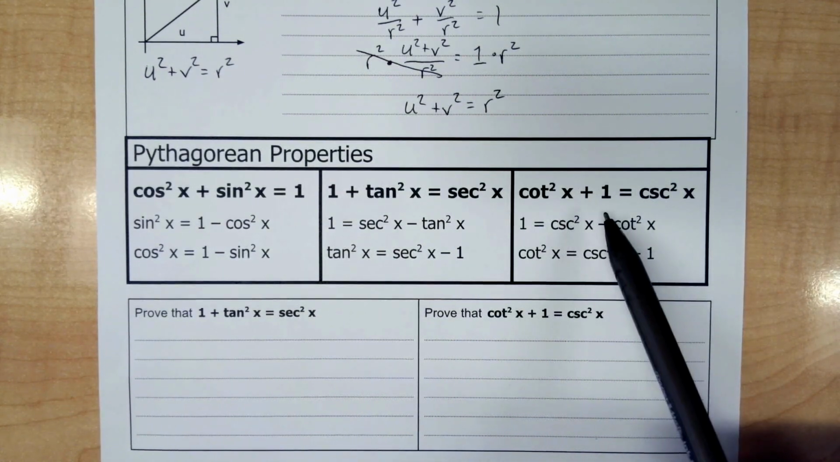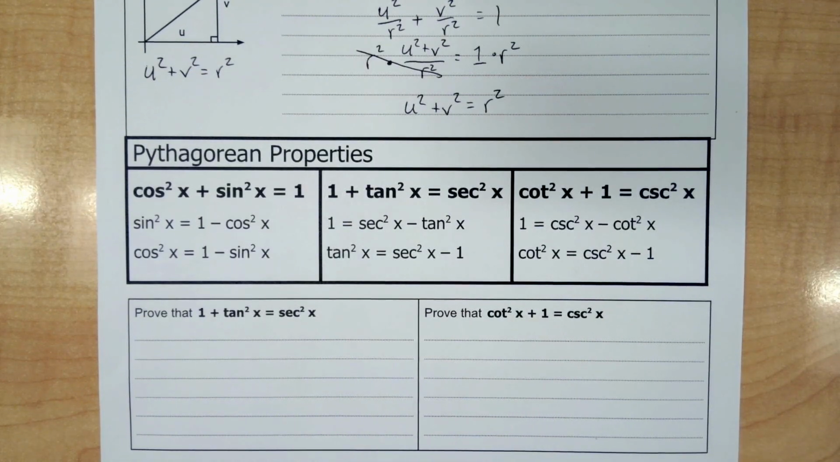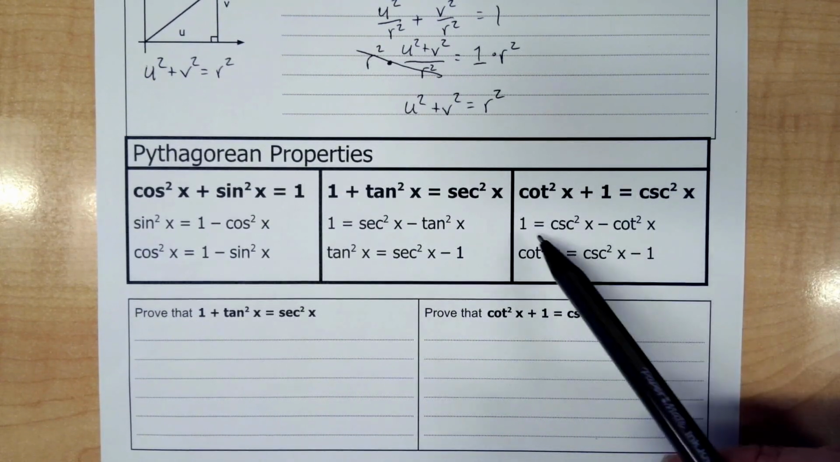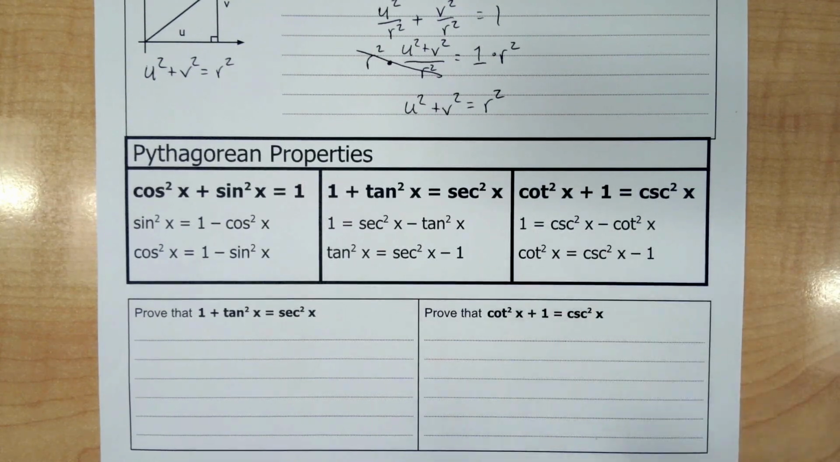And we have the same relationship between cotangent and cosecant. Cotangent squared plus 1 equals cosecant squared. And again, we can subtract the cotangent squared from both sides to get cosecant squared minus cotangent squared equals 1. Or we can subtract the 1 from both sides to get that cotangent squared equals cosecant squared minus 1.